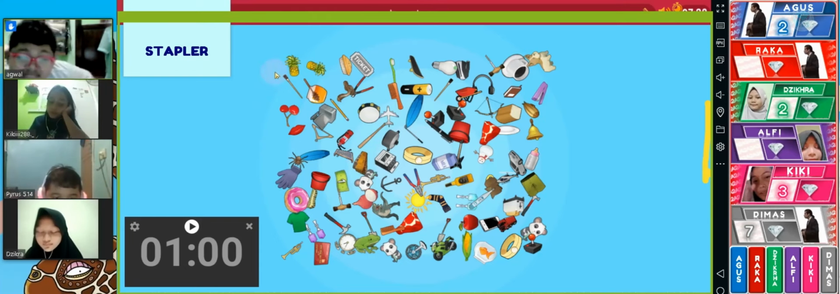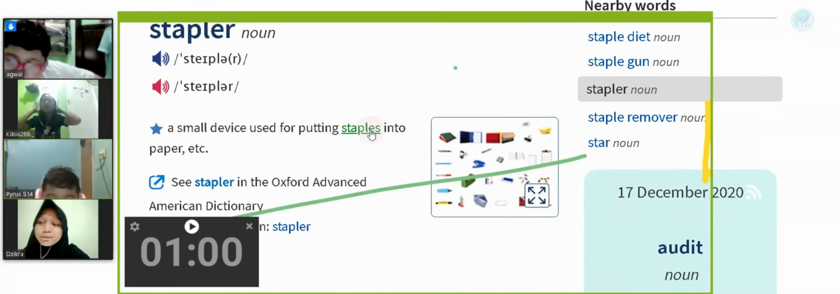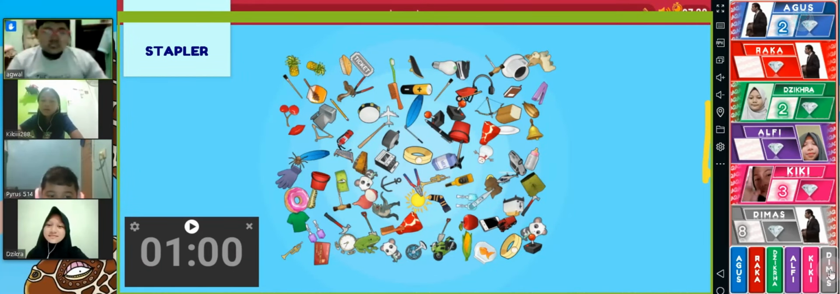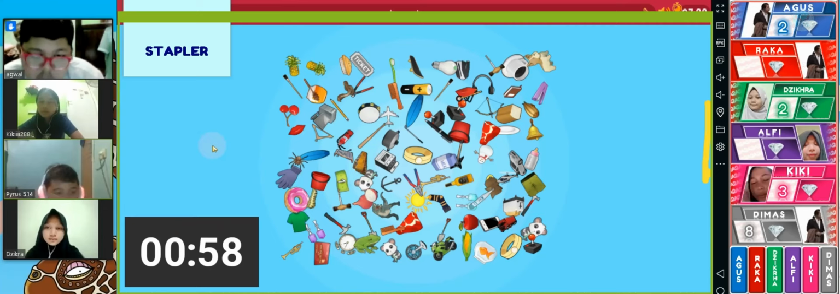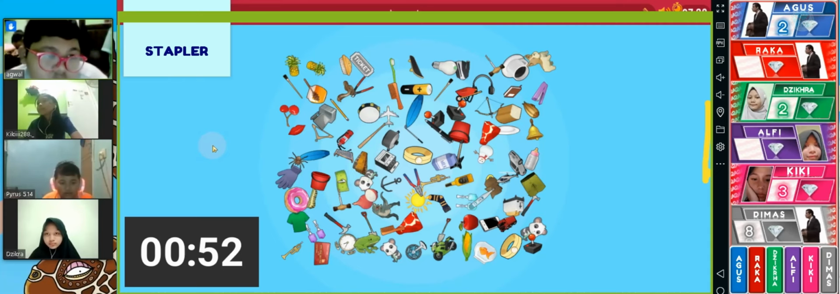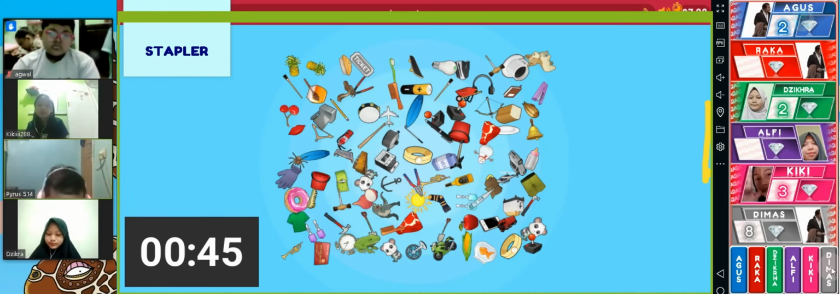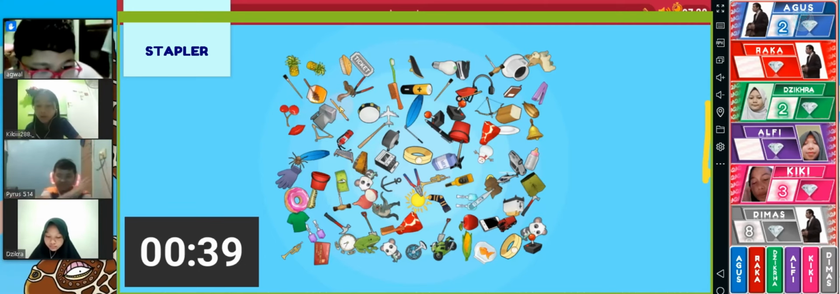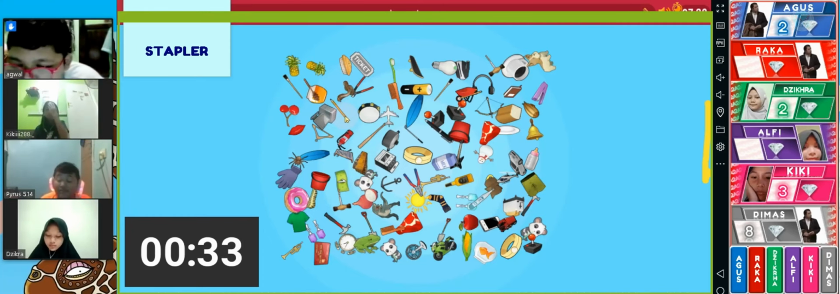Stapler: a small device used for putting staples into paper. Staples. There's no more. Example in a sentence. Go. This is used in the office. I use a stapler to clip my notes to my book, for example.